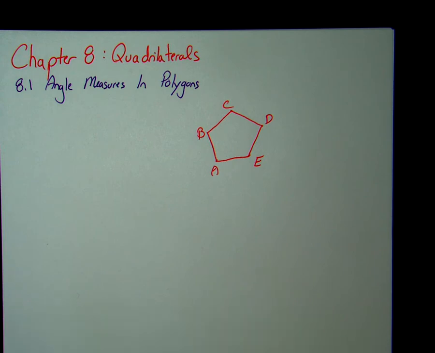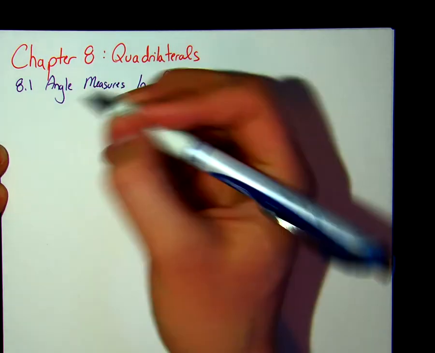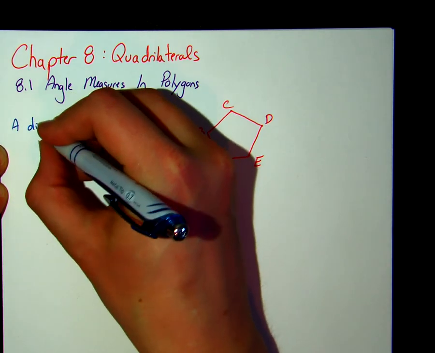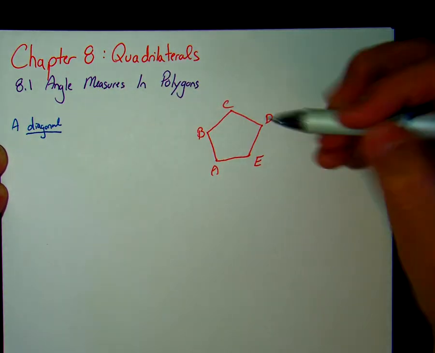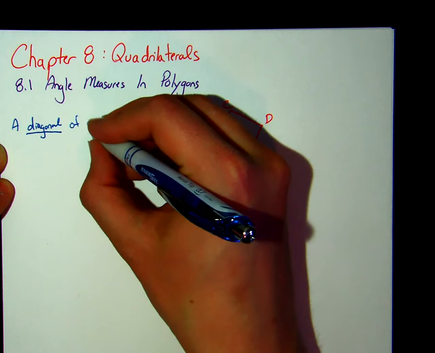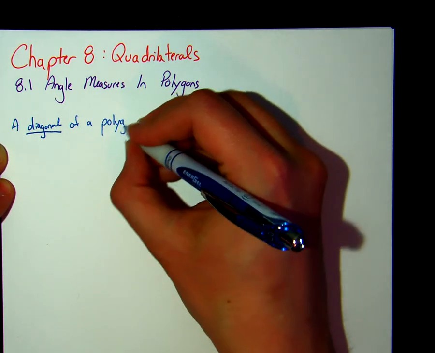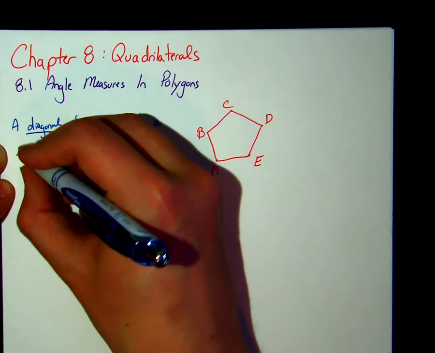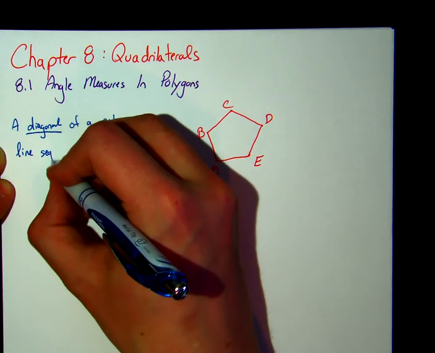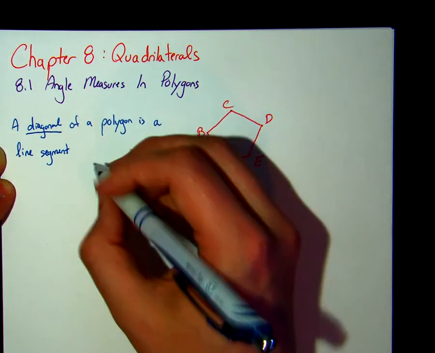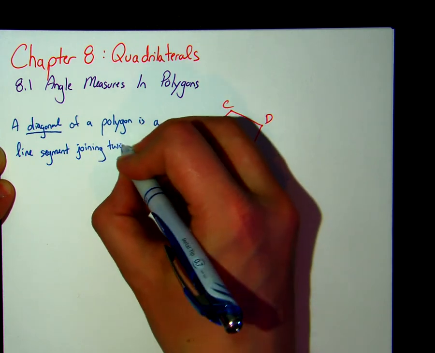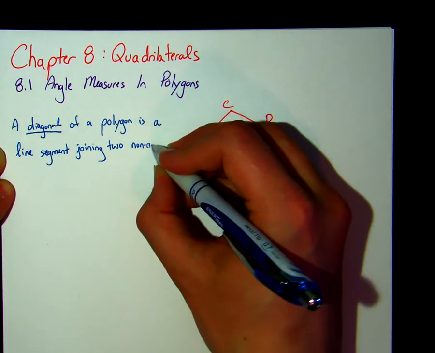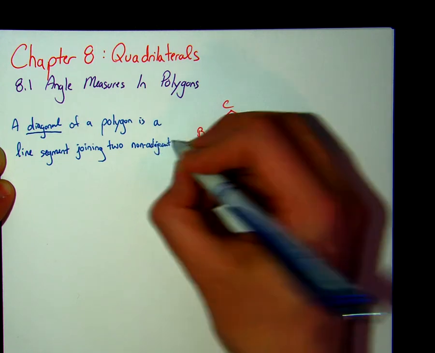The first thing is a definition that we're going to use for some stuff that we're going to be doing in just a moment. And that is the idea of a diagonal. So a diagonal is just a line segment drawn inside of a polygon. So a diagonal of a polygon is a line segment, I tried very hard to write legibly for you guys, joining two non-adjacent vertices.